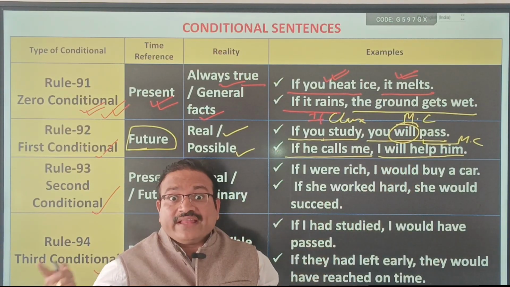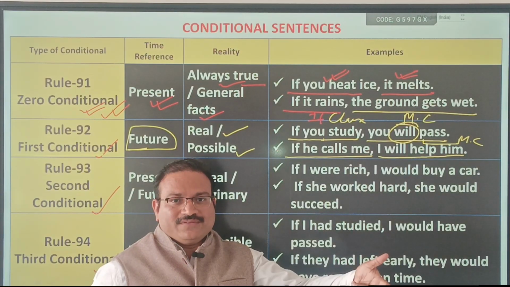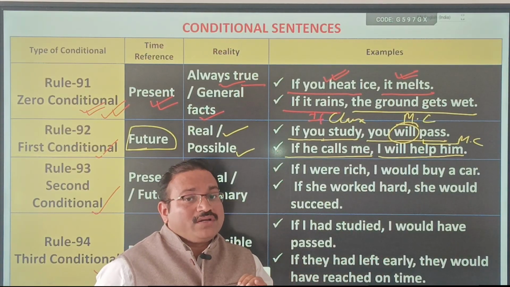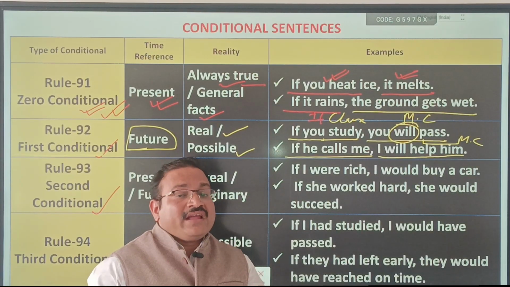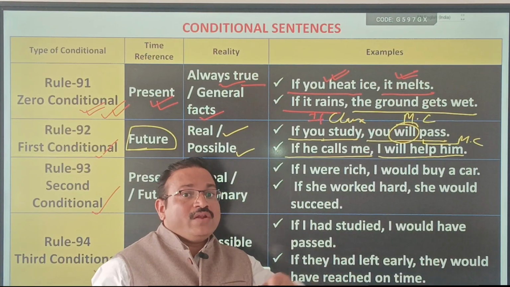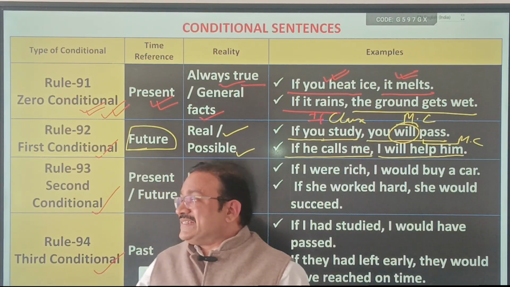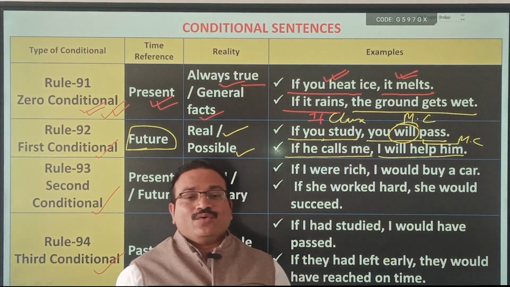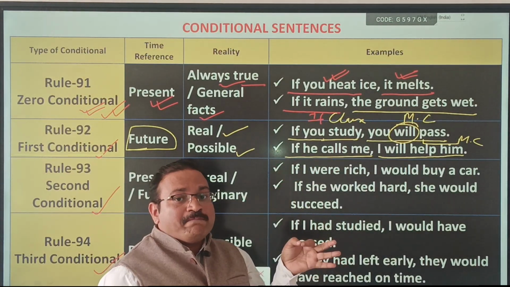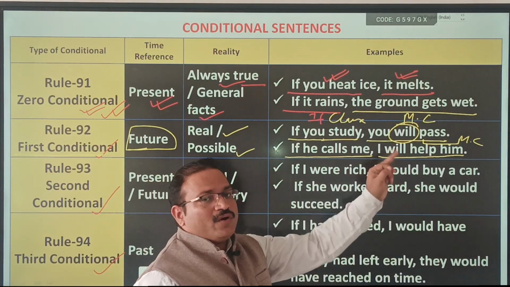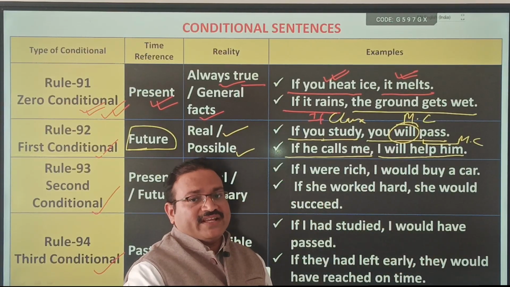If it rains, I shall not go out. In examination, what we will get? If it will rain, I will not go out. Will on both the sides. Wrong. So in first conditional sentence, the first part, means if clause, will be in present tense and main clause, the result, will be in future tense.